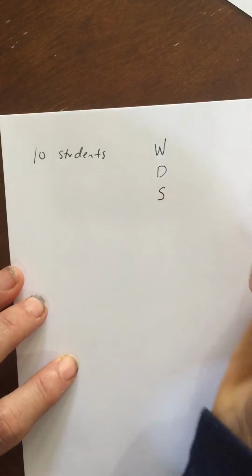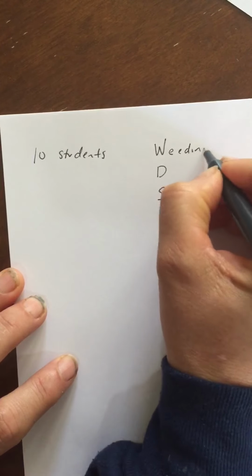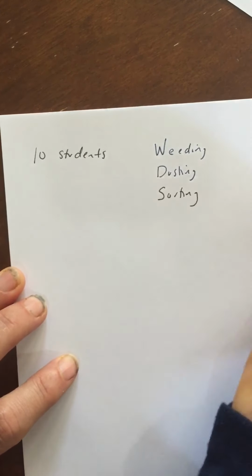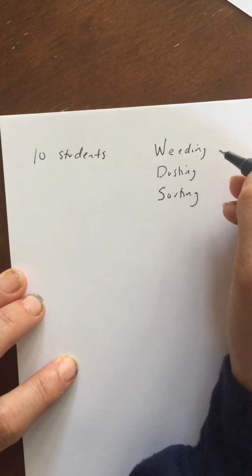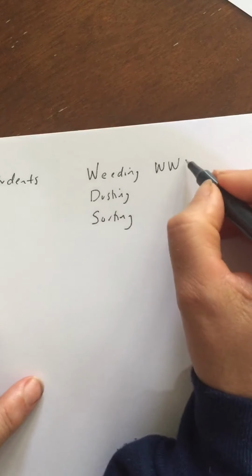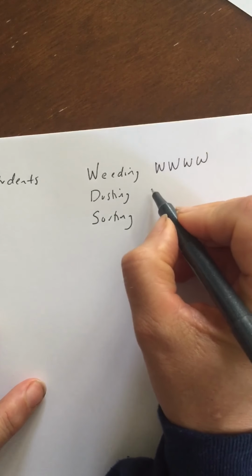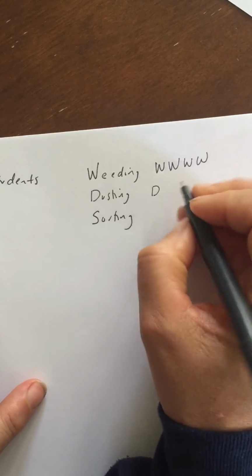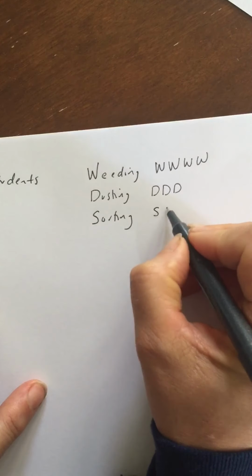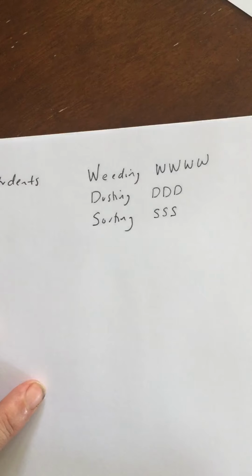So there's sorting to do. So there's weeding, there's dusting, and there's sorting. Okay, and let's say there's a lot of weeds because, you know, it's been raining a lot and stuff like that. So let's say we need 4 people to do weeding, and then dusting, let's say we need 3 people for dusting, okay, and then sorting, let's say we need 3 people for sorting books out at the end of the year.